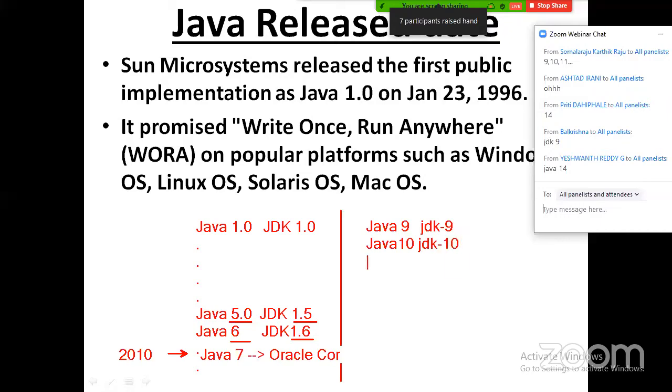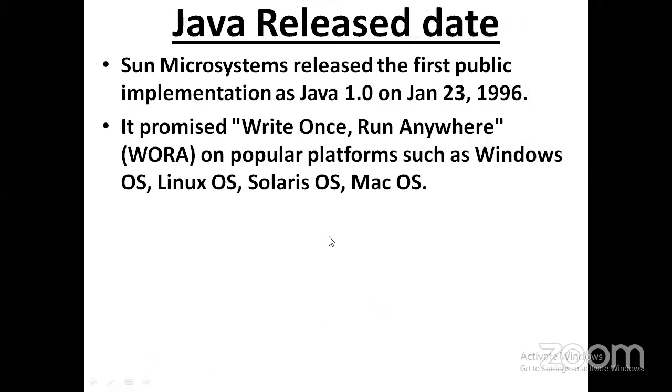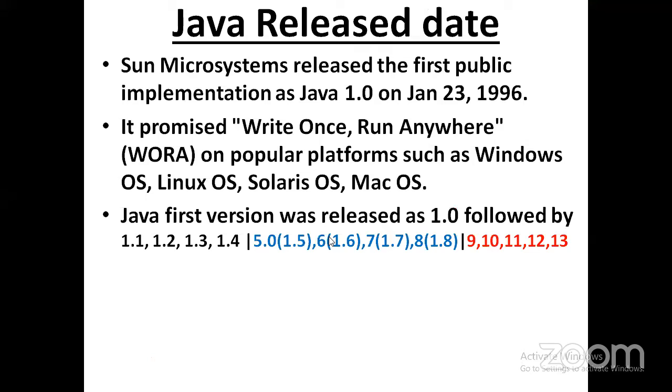And now the latest version is what? 10, 11, 12, 13. The latest version is Java 14 and JDK hyphen 14. So these are the version number changes we got. Observe now all the points I mentioned clearly. Java's first version was released as 1.0, followed by 1.1, 1.2, 1.3, 1.4. In version 5 we got a change, 5.0, 1.5, and in version 6 again 6, 1.6, 7, 1.7, 8, 1.8, and again changes happened: 9, 10, 11, 12, 13, 14.